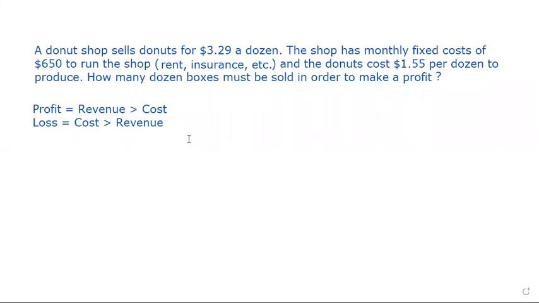Our revenue in this case would be $3.29 a dozen. So in order to make a profit, this must be greater than our cost. Our cost is going to be $650 plus $1.55. So now let's look.